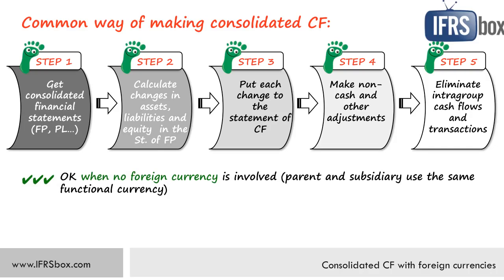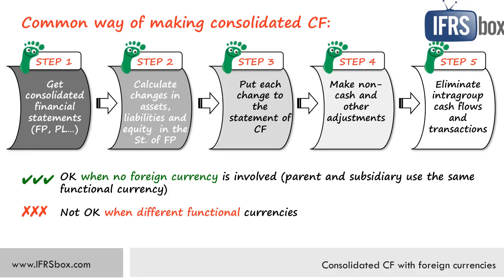In other words, parent and subsidiary use the same functional currency. So if you operate in the UK and you have a subsidiary in the UK, then use this method and you'll be just fine. This method is not okay when a parent and subsidiary use different functional currencies. For example, parent in the UK using British pounds and subsidiary in Germany using euros.